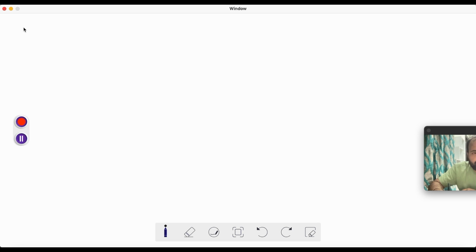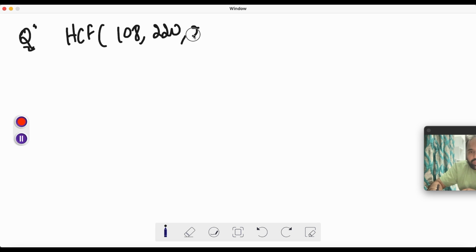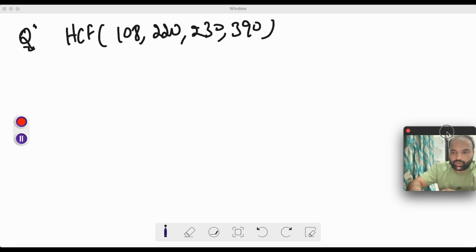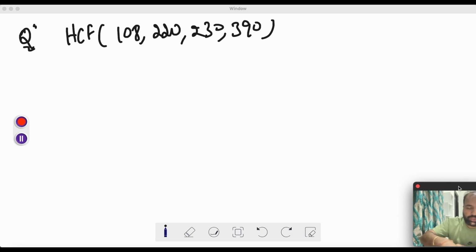Now what if we have to find the HCF of 108, 220, 230 and 390. So again, A, B, C, D format. We need to do the same thing that we have been doing. We need to pick those two numbers as A and B where we anticipate the difference to be minimum.